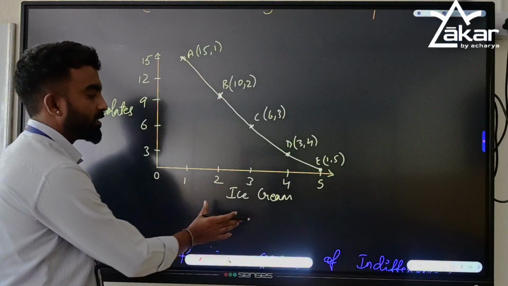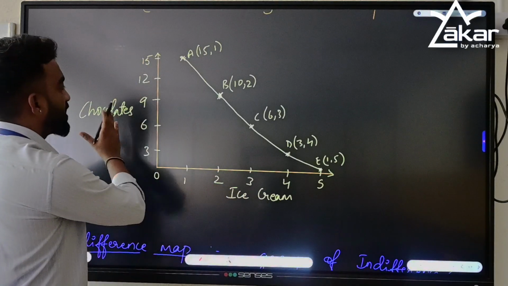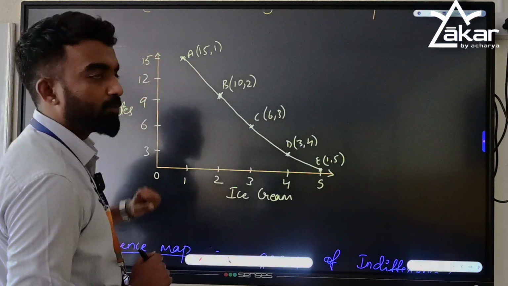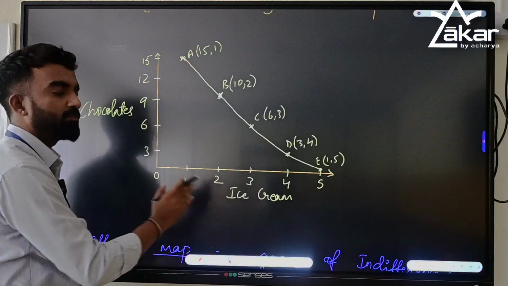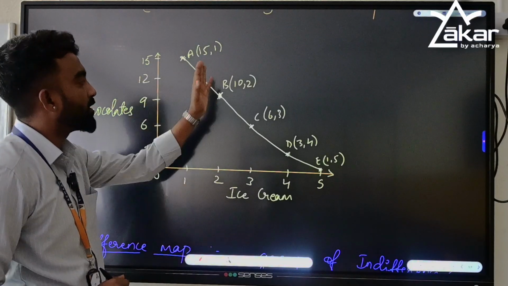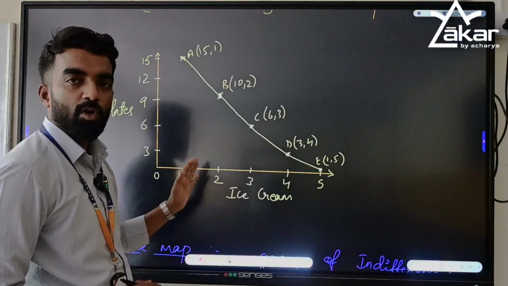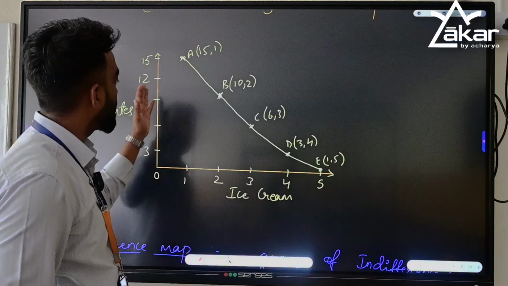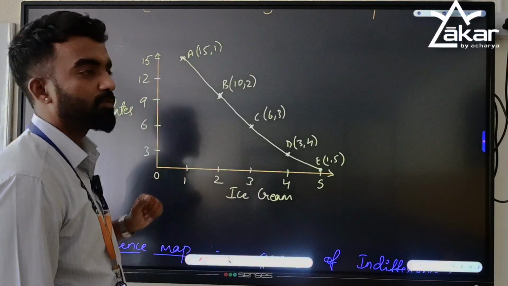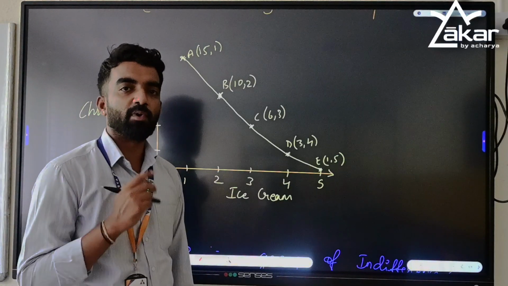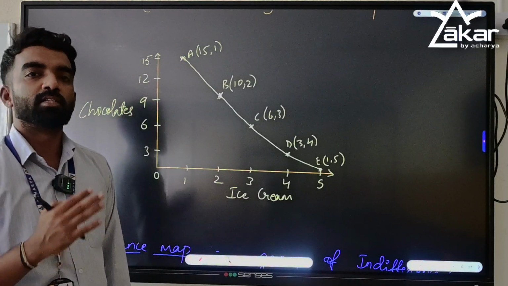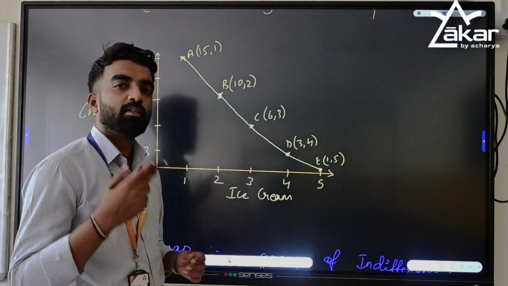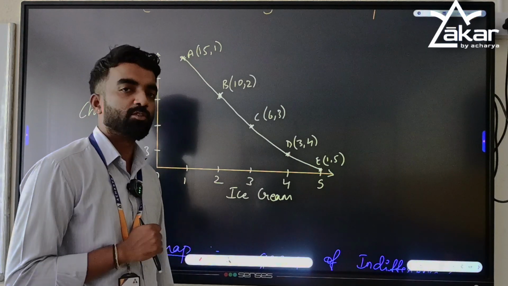So these are the combinations. The x-axis is representing ice cream and the y-axis is representing chocolates. So when you are consuming 1 unit of ice cream, you are consuming 15 units of chocolate. As you want to increase the units of consumption of ice cream, you have to sacrifice the consumption of chocolates, the units of chocolates. Why? Because consumer has two constraints. One is limited income and the second one is changing prices of goods. If you are able to remember the earlier classes, we said there are two constraints for consumers. These are the two.